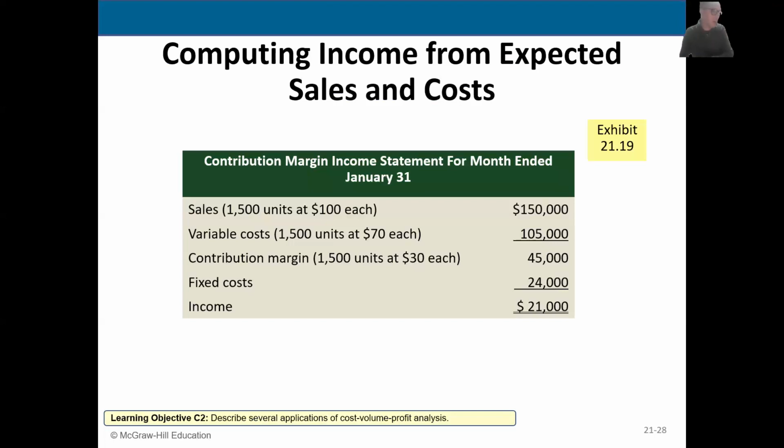See, the idea here is that you use this model to illustrate a change in the amount of sales and what that does to the total income.